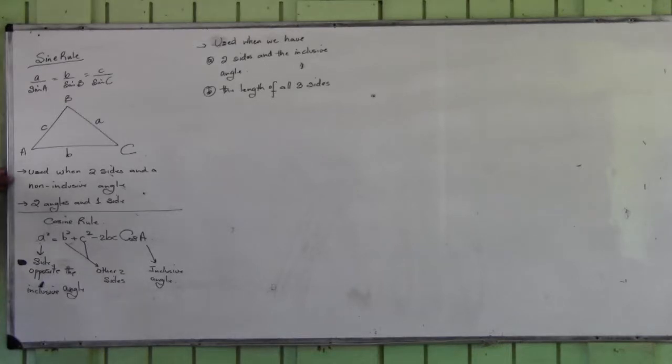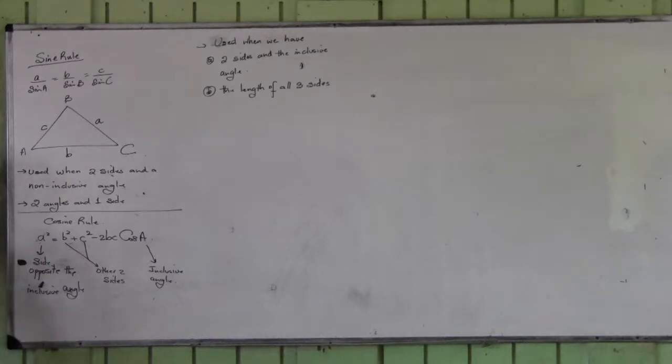When do we use the sine rule? We use sine rule when we have two sides and a non-inclusive angle. We also use sine rule when we have what? Two angles and one side.